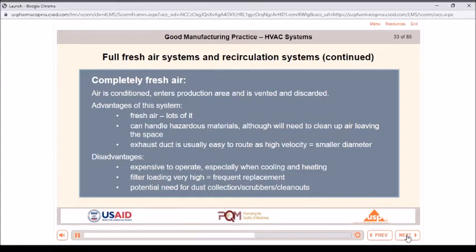Disadvantages: expensive to operate, especially when cooling and heating. Filter loading very high, equals frequent replacement. Potential need for dust collection, scrubbers, and cleanouts.